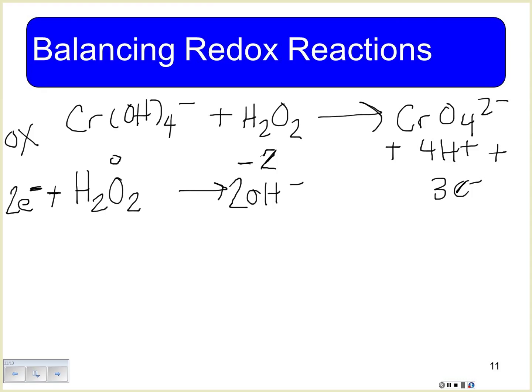Electrons, exactly. So you're not going to have electrons left over in your final equation because the electrons have to cancel each other. Okay, so we have 3 electrons in our first half reaction. Okay, and this is our reduction, right? Because we've gained electrons. They're on the reactant side.